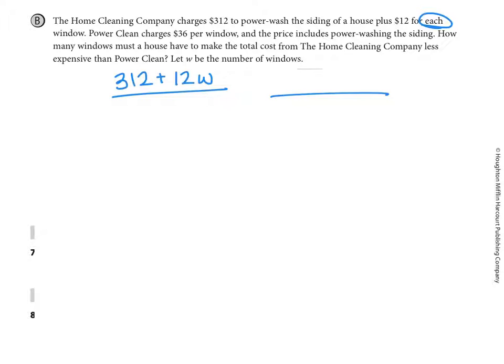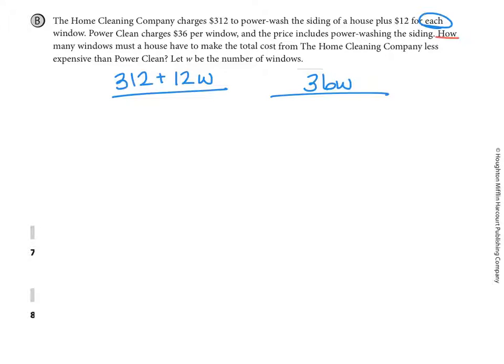All right. And then I want to know how many windows to make. Okay, so let me do the power cleaning company, and then I'm going to come back to the question. So the power cleaning company charges $36 per window, and the price for siding is included. So that just means this is $36 per window. There's no other charge there.